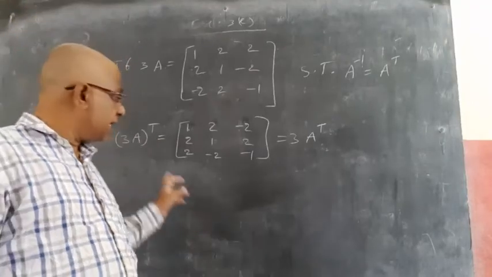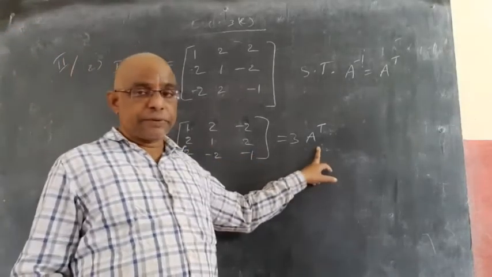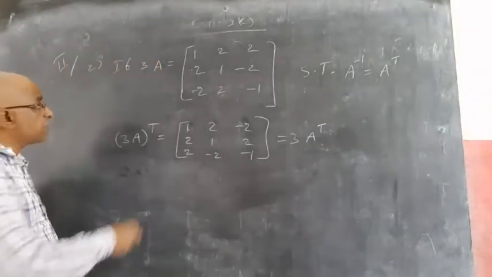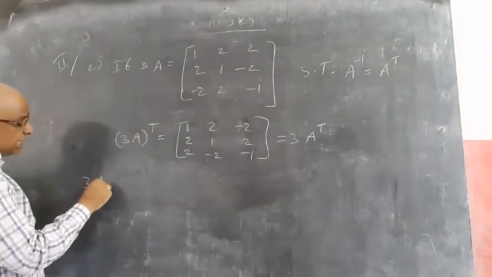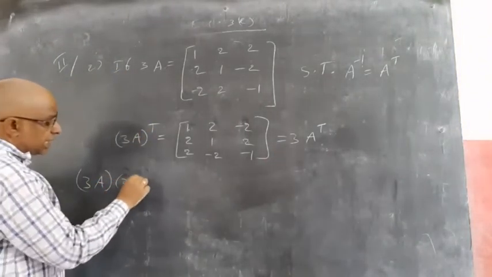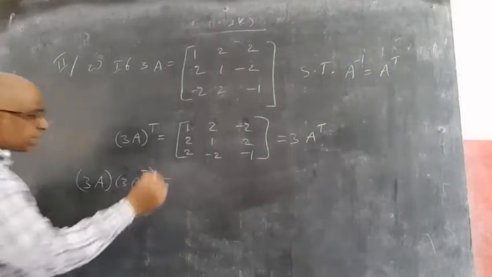While teaching K transpose, I told you the property (K A) transpose equals K into A transpose, K whole transpose. So I will use that property. Now I will multiply these two. What happens? 3A into 3A transpose.